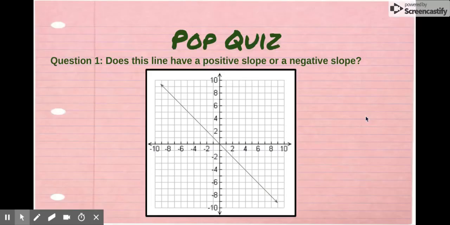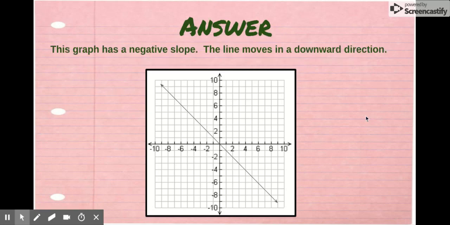So we're in the pop quiz portion of this video, and the first question is, does this line have a positive slope or a negative slope? Your answer should be a negative slope. The line is moving in a downwards direction on the right half of the graph.